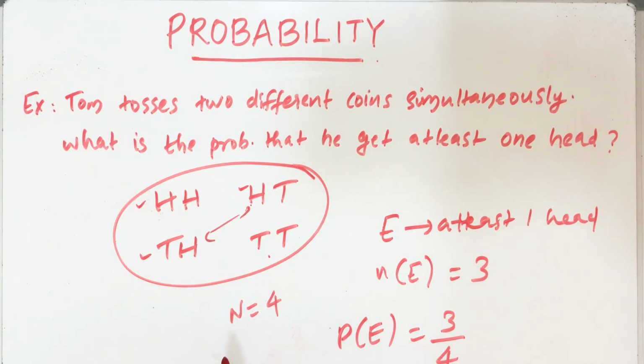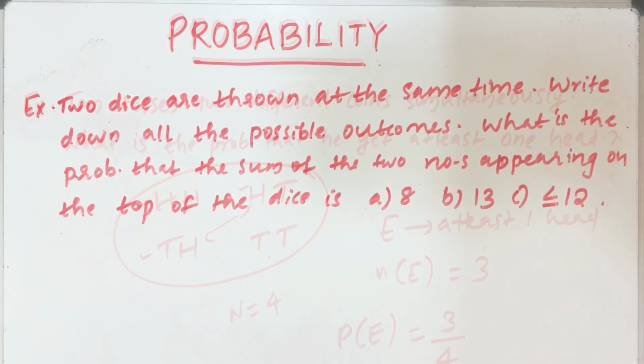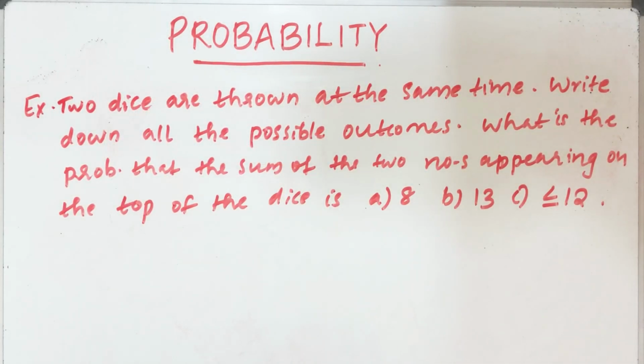Or what is the probability of getting no head? Here TT, there is no head. One outcome. So 1 by 4. This is nothing but P of E complement. E is at least one head, then E complement is no head. Last question, a different question.